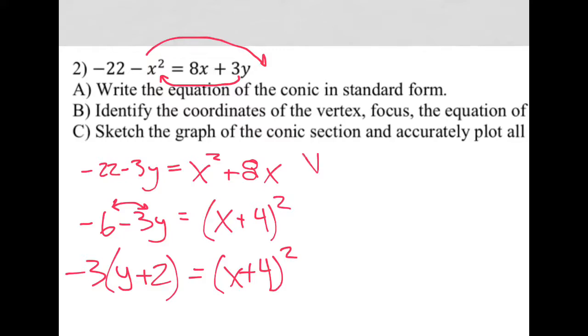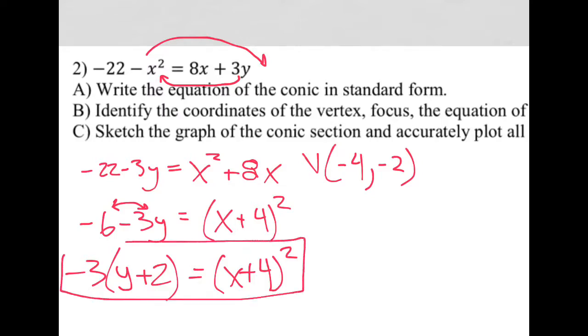What does that tell us? Well, it tells me that my vertex has an x value of negative 4 and a y value of negative 2. What else does it tell me? It tells me that since the x term is squared, my parabola is going to be up and down. More specifically, since that coefficient, that negative 3 out in front of the linear term, is negative, it tells me that my parabola is going to be opening downward.